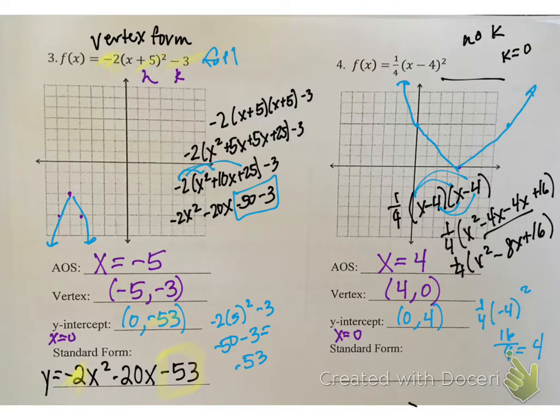Now I need to distribute the 1/4. I save that for last. So distribute my 1/4 to the 3 terms. So my standard form final answer would be y equals 1/4 x squared minus 2x plus 4. Good way to check: my y-intercepts are the same, my a values are the same. So checking those two things is a good way.